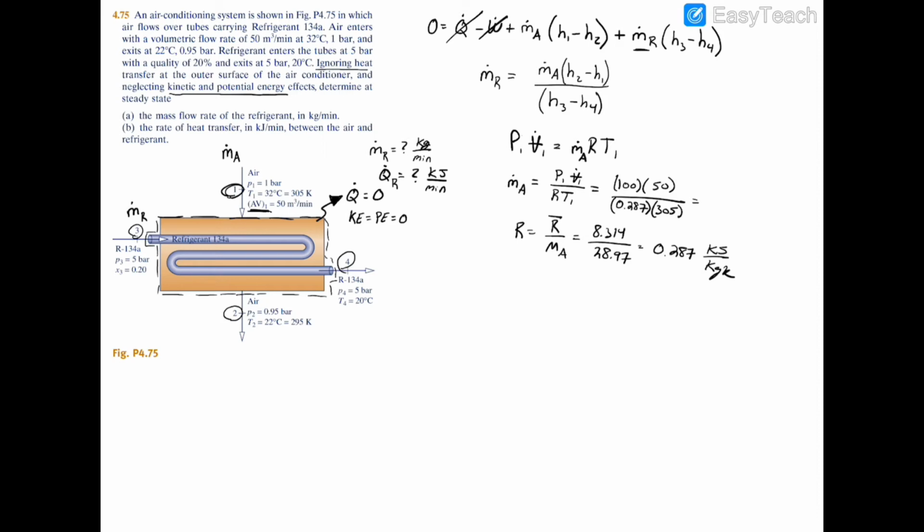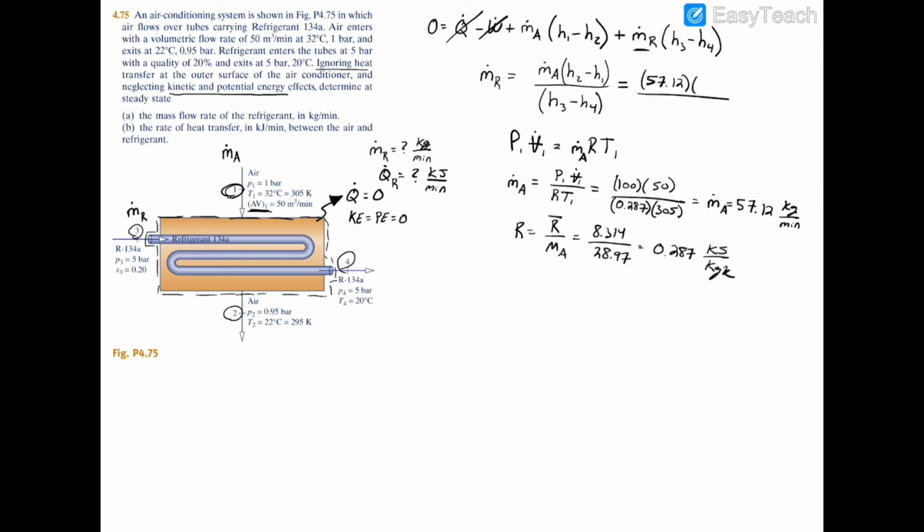And now if you plug this into your calculator, you'll find that m dot A, so the mass flow rate of the air, equals 57.12, and the unit here is kilograms per minute. So now I'm going to start filling it into our equation for the mass flow rate of the refrigerant. So we'll have the m dot A was 57.12, and that's kilograms per minute.